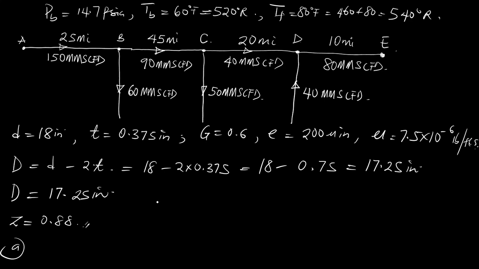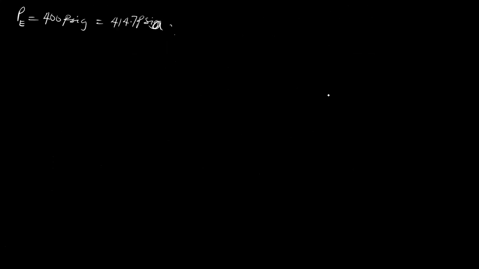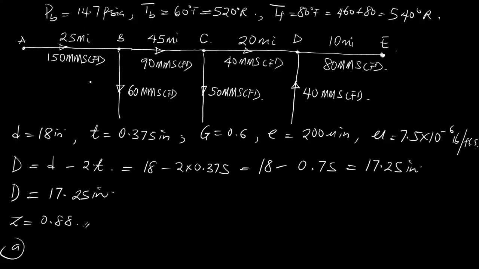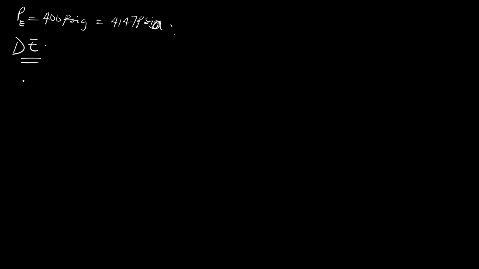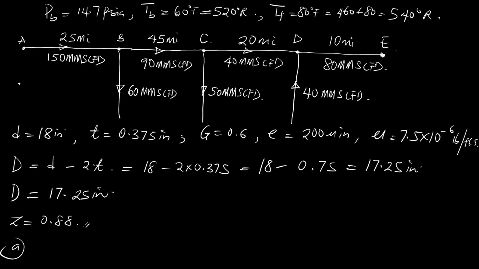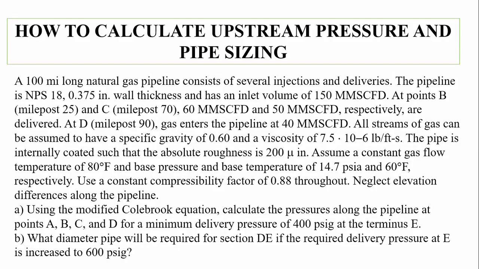Let's now begin. We start from DE. We transfer from section DE. From section DE, we're looking for D now. So from section DE, the flow rate there is 18.